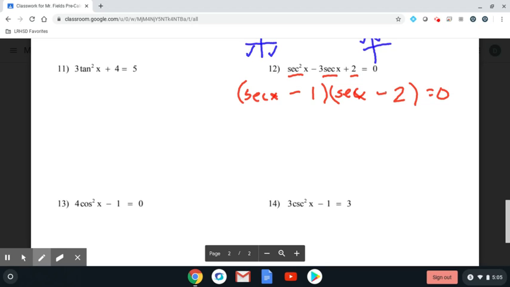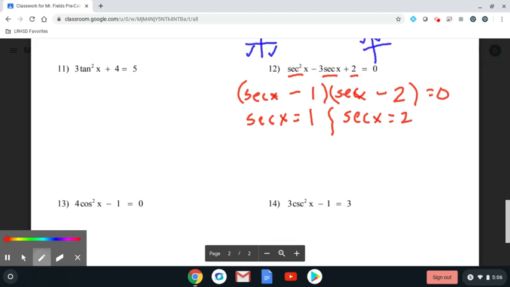So what we're going to do now is take each group and set them equal to 0 and solve for secant. So on the left side, we're going to end up getting that secant of x is equal to a positive 1. And on our right side, we're going to get secant of x is equal to a positive 2. So this is where, when you have secant solved for, you want to actually flip secant. And in this case, we know secant always goes with cosine.